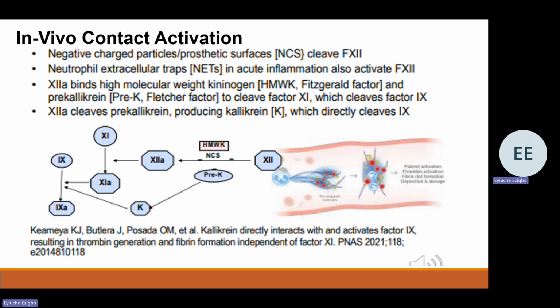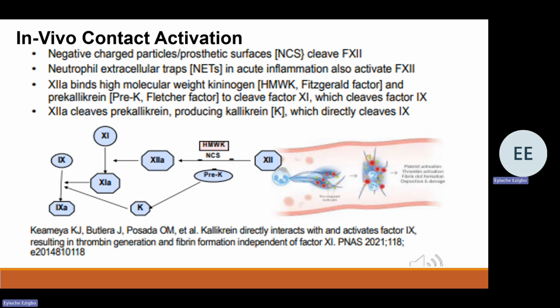In this process of factor 12 activating factor 11, prekallikrein becomes cleaved into kallikrein, a serine protease. Then kallikrein bypasses factor 11 and cleaves factor 9. Kallikrein also triggers the inflammatory kinin system, creating a link with inflammation.